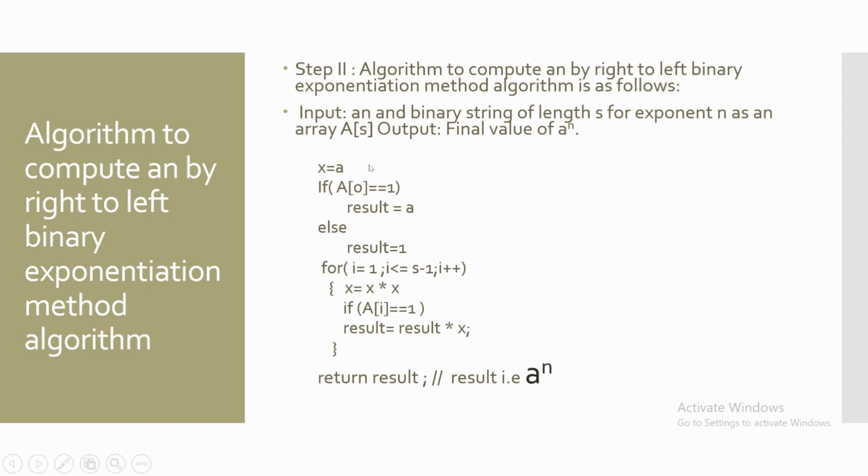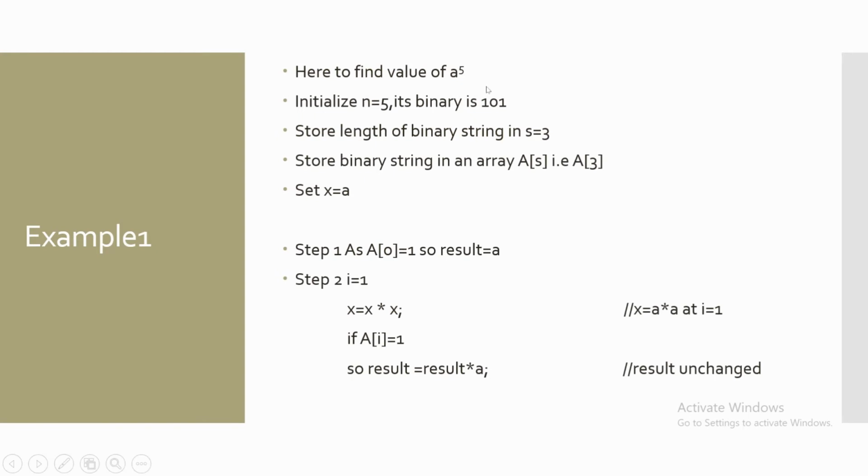So what is the requirement of the algorithm? The algorithm is again taking the same thing that left to right was taking. Only one thing changes: here we will move from right to left, right? So I have 0, then 1, then 2, like this, right? So obviously I will take the example first so that I can make you understand easily. Here is an example to find a to power 5. So I have n equals to 5, right?